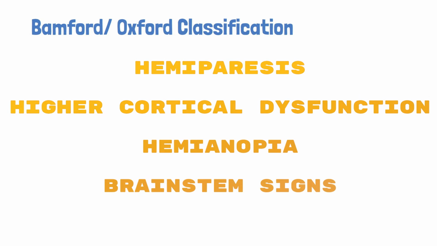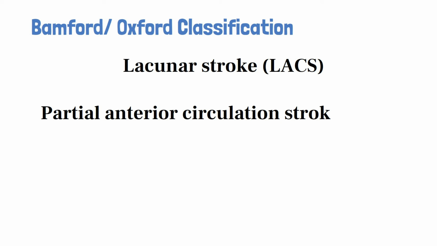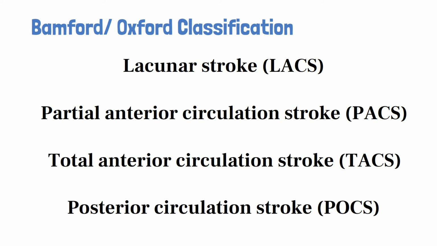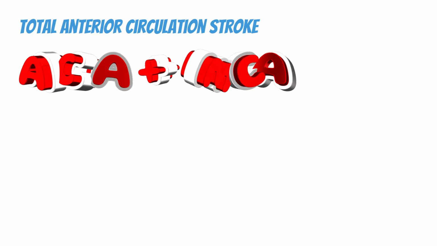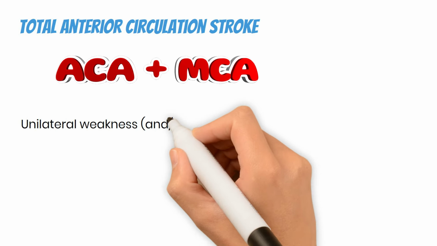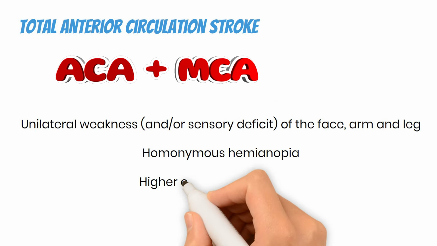The Bamford classification divides people with stroke into four different categories: lacunar stroke, partial anterior circulation stroke, total anterior circulation stroke, and posterior circulation stroke. A total anterior circulation stroke is a large cortical stroke which affects the areas of the brain supplied by both middle and anterior cerebral arteries. All three of the following features need to be present to diagnose a patient with total anterior circulation stroke. That is, unilateral weakness with or without sensory deficit in the face, arm, and leg, homonymous hemianopia, and higher cerebral dysfunction.